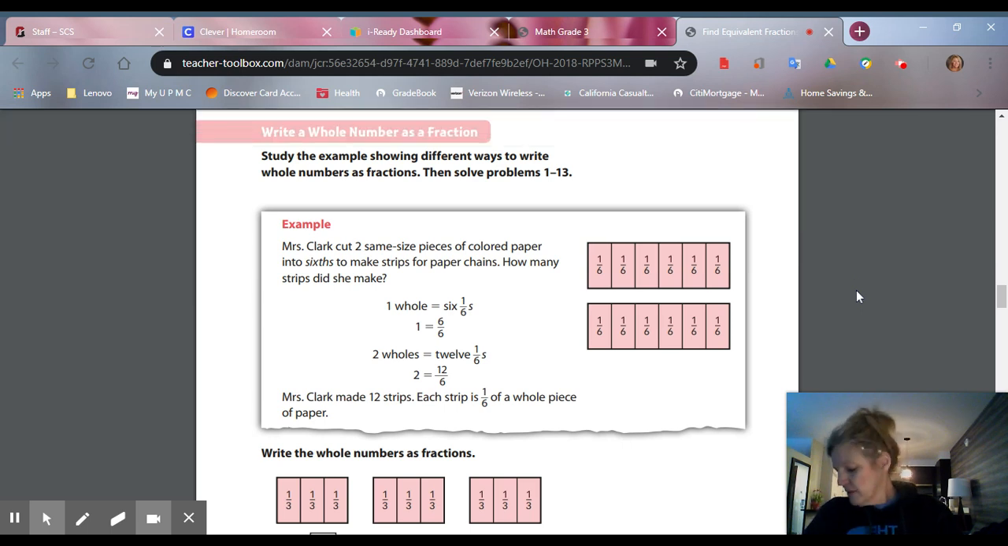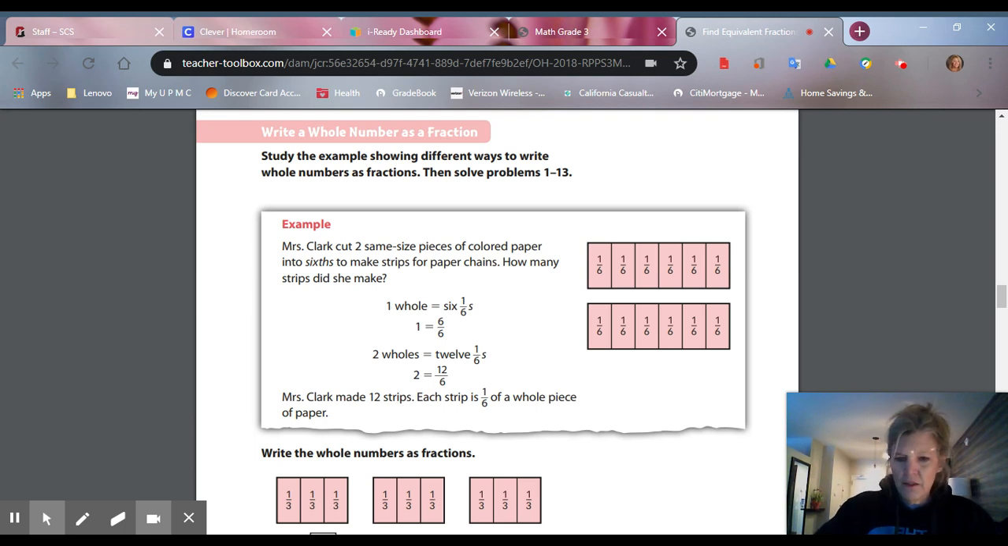Hello, everyone. We are going to continue with equivalent fractions on page 187. Today, we're going to find different ways to write whole numbers as fractions. Let's take a look at the example.